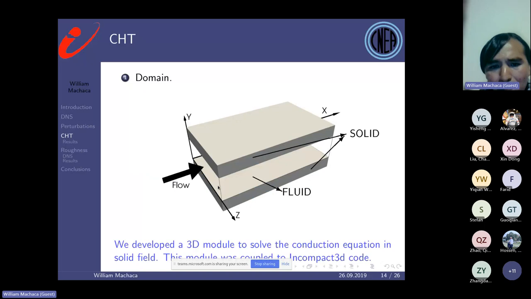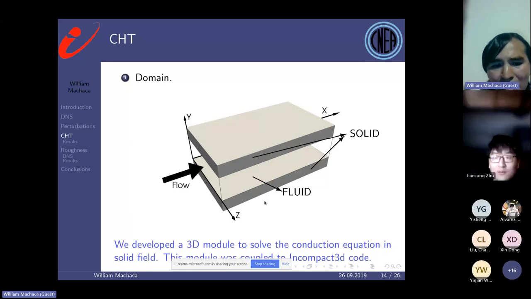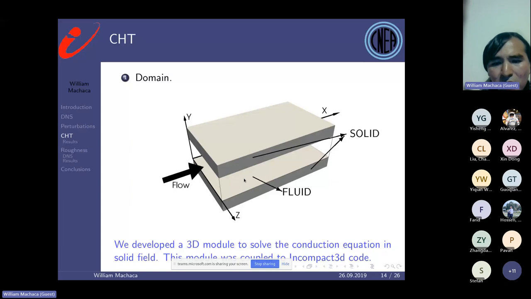We studied this problem in this rectangular domain with solid walls. In the fluid field, we solved the Navier-Stokes equations and the energy equations using the Incompact3D code. And in the solid field, we developed a 3D module to solve the conduction equation. This module was coupled to Incompact3D code.